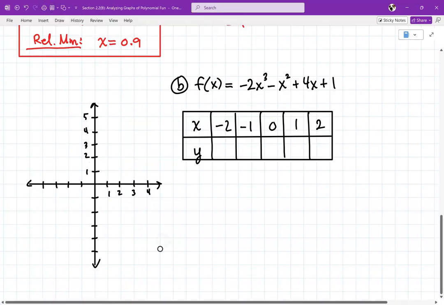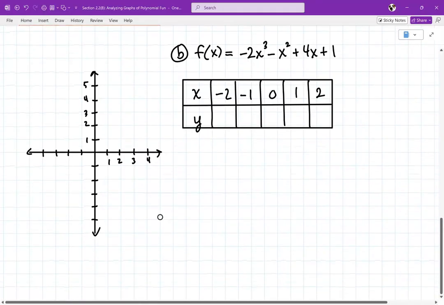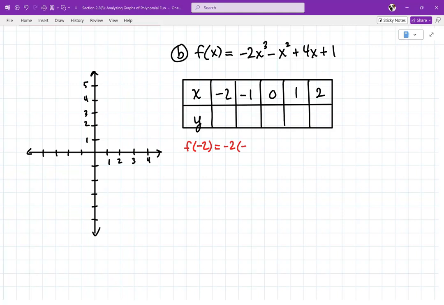So let's find out the values. I'm just going to plug them in. I'm going to do them a little quickly, a little faster than before. Okay, just so that we're not taking as long to do this one. I'm sure you kind of get the idea. So here we go. -2 times -2 to the third minus -2 squared plus 4 times -2 plus 1.